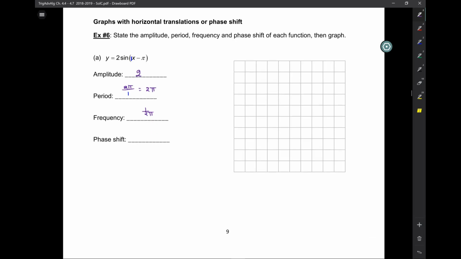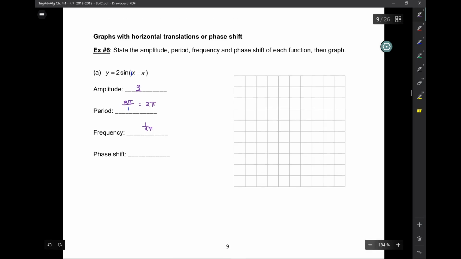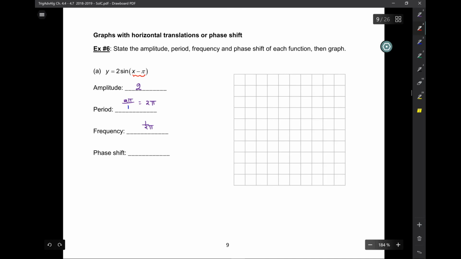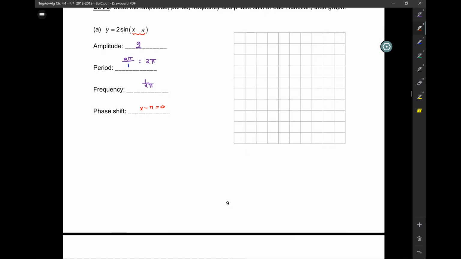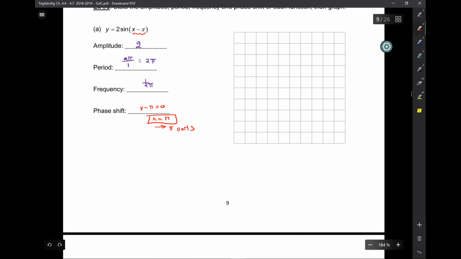Phase shift, here's what we do. We take that, that's the magic term, set it equal to 0, because mathematicians love nothing more than setting things to 0. So here, what's x equal to? Pi. You know what that means? This moves to the right pi units. So is it going to start at 0? Not going to start at 0.